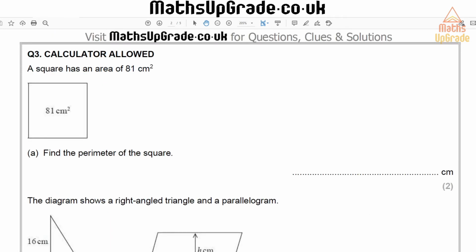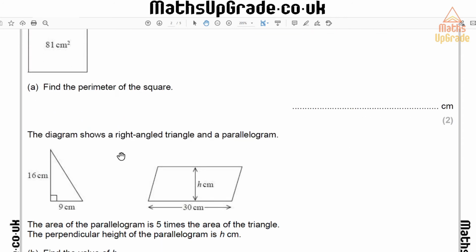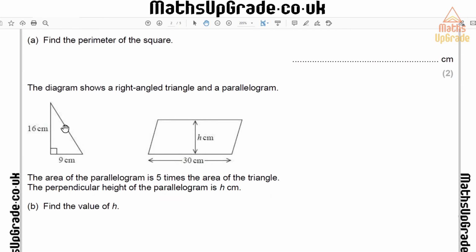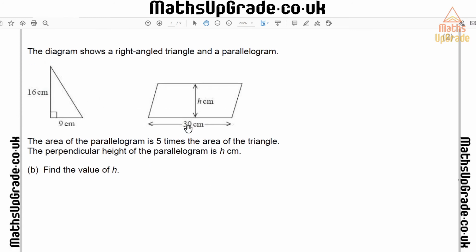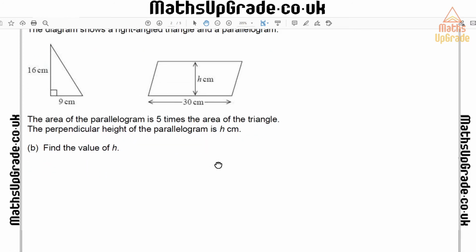Okay, question 3, I'm told that a square has got an area of 81 centimeters squared. The first thing we're going to do in part A is find the perimeter of the square. And then later on in the question, I'm given a right angle triangle and a parallelogram, give some information about them, and I have to find the height of the parallelogram, the perpendicular height.